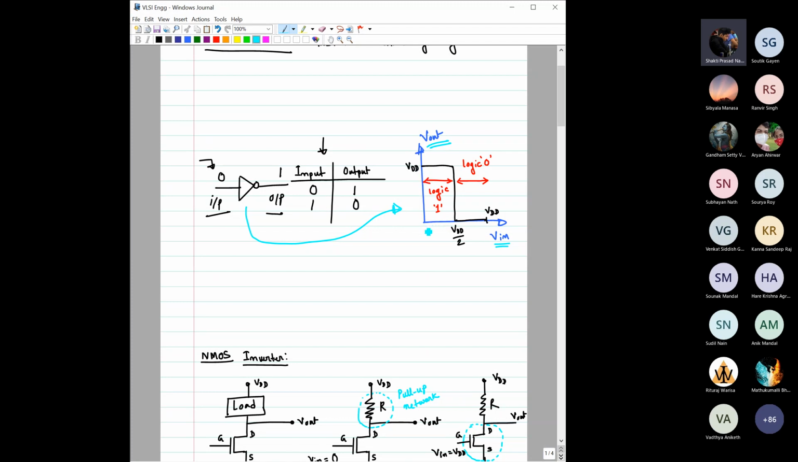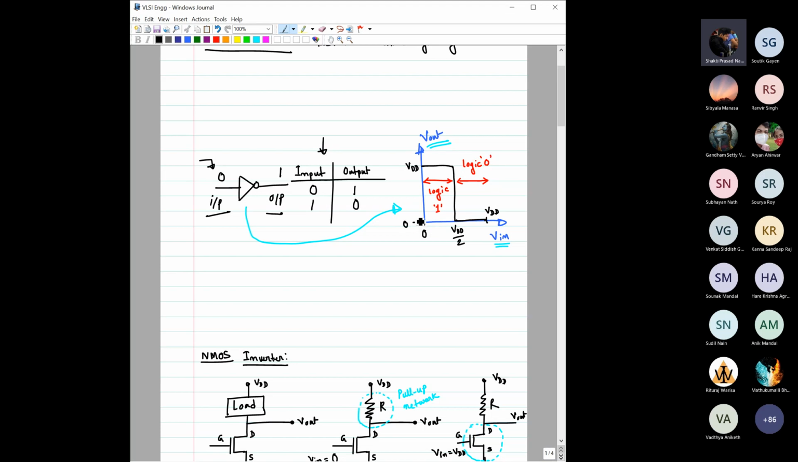It's simple. Starting from 0, when V input is equal to 0, up to VDD by 2, say if VDD is equal to 5 volt, then up to 2.5 volt, for any voltage you give, the expected output is 5 volt only, VDD only. And if you apply any voltage beyond VDD by 2, in the region from VDD by 2 till VDD, then you are expected to get an output voltage equal to 0, which indicates the logic 0 level.